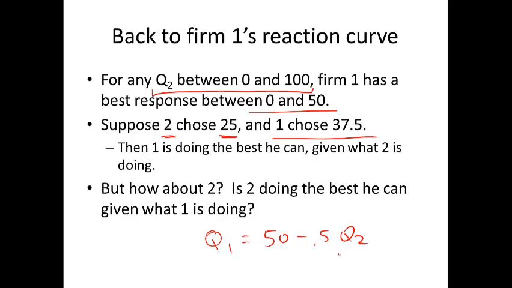If firm 2 is producing 25, then this equals 50 minus 0.5 times 25, and it equals 37.5. So sure enough, if 2 chooses 25 and 1 chooses 37.5, then yes, indeed, 1 is doing the best that 1 can given what 2 is doing. But is this an equilibrium? Well, we have to ask the question from 2's perspective. How about firm 2? Is 2 doing the best that he or she can given what 1 is doing?